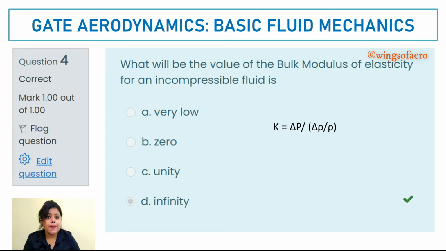Change in density becomes 0. That means change in pressure divided by 0 becomes infinite. So the value becomes infinite, that is option D.